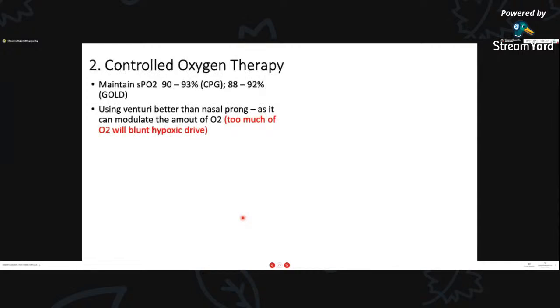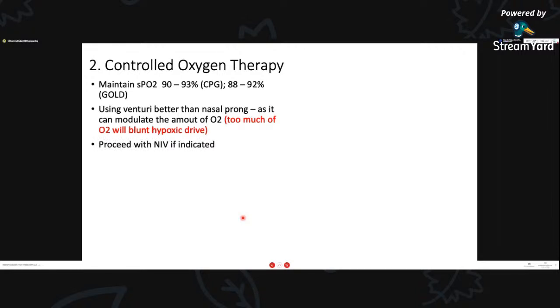So if we give too rapid or too high an oxygen, then they will lose the hypoxic drive and the patients cannot initiate their breathing. So the patients might deteriorate instead of being helped by the oxygen therapy. Hence, the term controlled oxygen therapy. Of course, using a Venturi mask is better because it has color coding for different oxygen concentrations that we can give. So it's better to use a Venturi mask as compared to a nasal prong because it's more controlled. We can actually control the amount of oxygen.